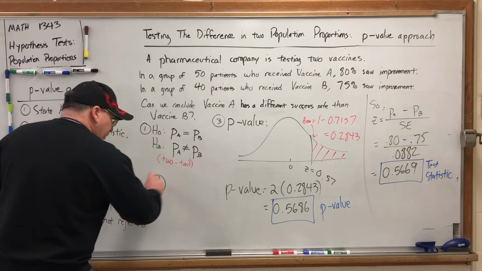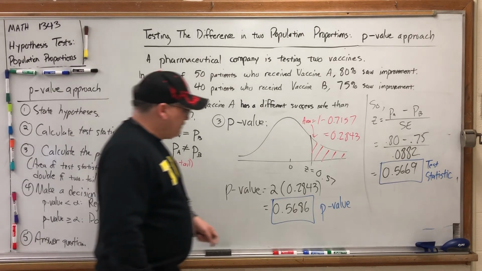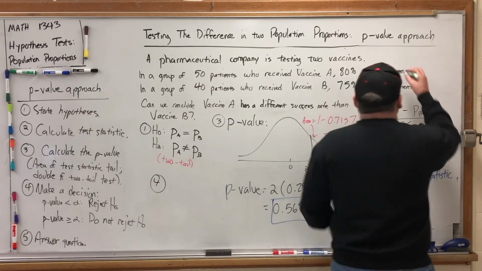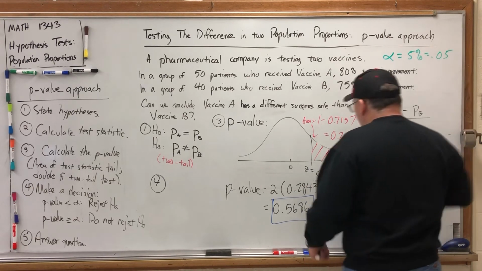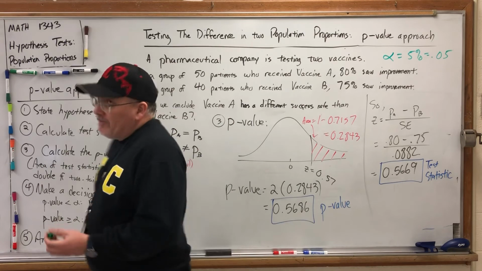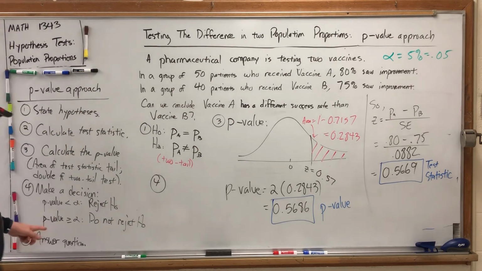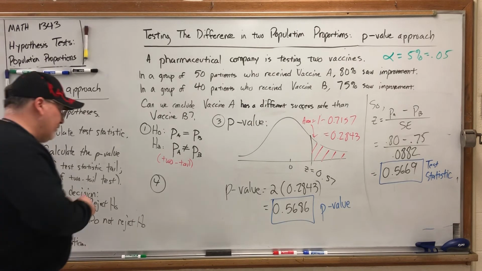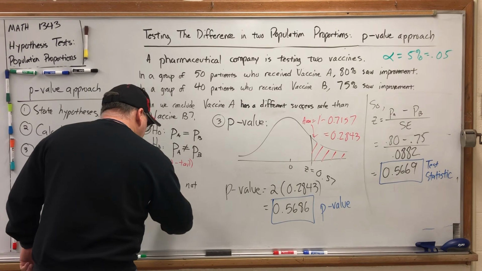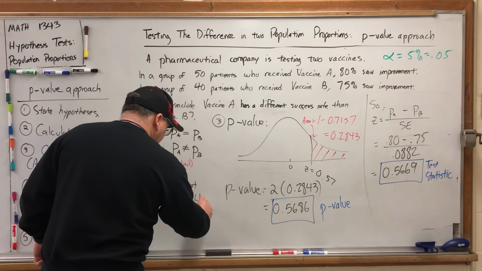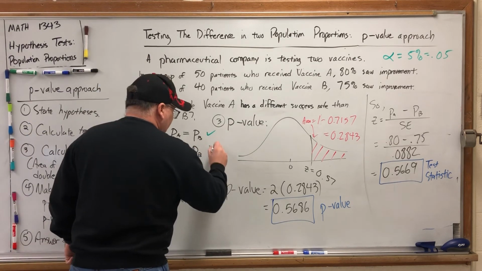All right, we're ready to make our decision. Step 4. We weren't given a significance level. So what do we assume? We assume a significance level of 5%, or 0.05 if you will. The p-value is about 56%. That's just a little bit more than 5%. And since our p-value exceeds our significance level, we do not reject the null hypothesis. So we don't reject the null hypothesis, we keep it and reject the alternative.